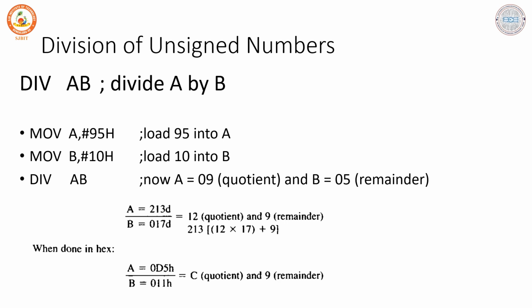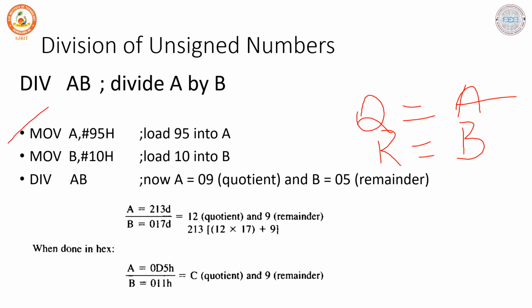That means when you perform the division operation, the quotient will be in the accumulator and the remainder will be in the B register, right? So the quotient will be stored in A and the remainder will be stored in the B register. This is an example where I am loading A with 95 and B with 10. When I perform the division operation, 95 will be divided by 10. So in that situation, 10 9s are 90, the remainder becomes 5. 5 will be loaded in the B register and 9 is the quotient which is loaded in the accumulator.